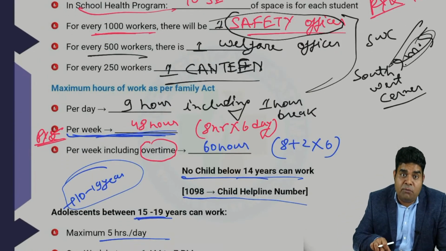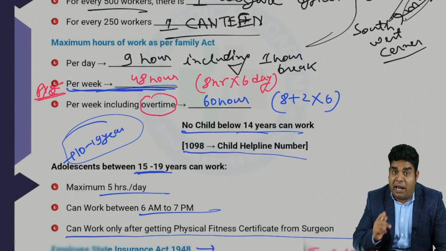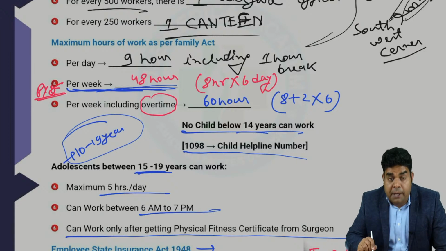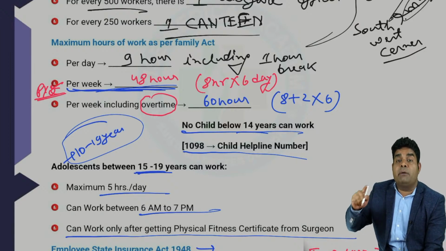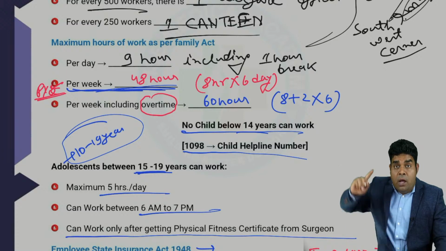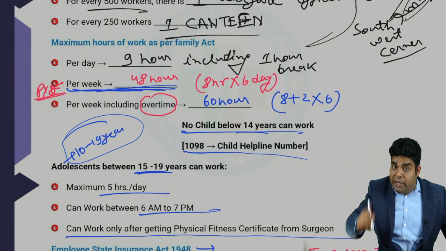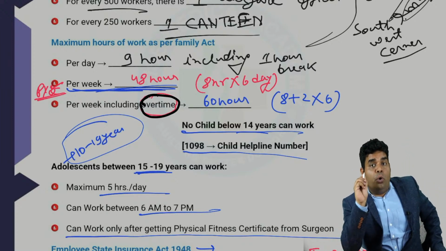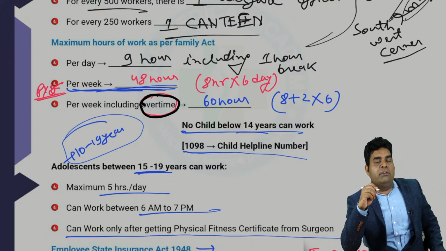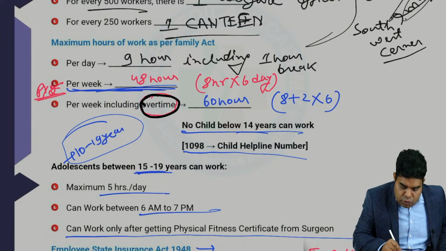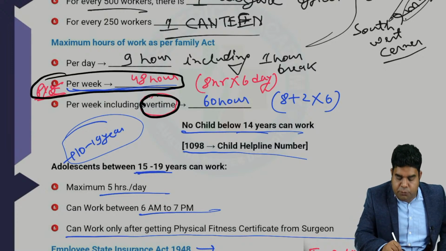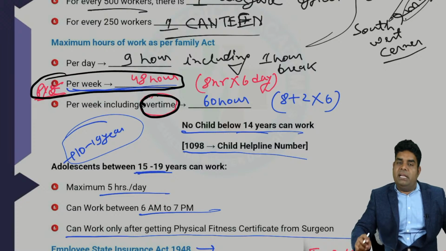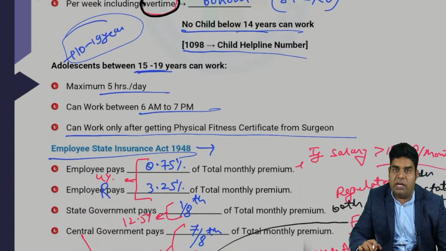If they ask maximum work per day, don't write 8 hours because Park has written 9 hours including 1 hour break. If they say maximum work hour per week, people answer 60. You will not answer 60 till the overtime word is written in the question. If you find the overtime word, only then write 60. Otherwise, you will write 48 hours. So this question has been asked in PYQ. Per week is 48 hours. If they say overtime, then 60 hours. And no child below 14 years can work.